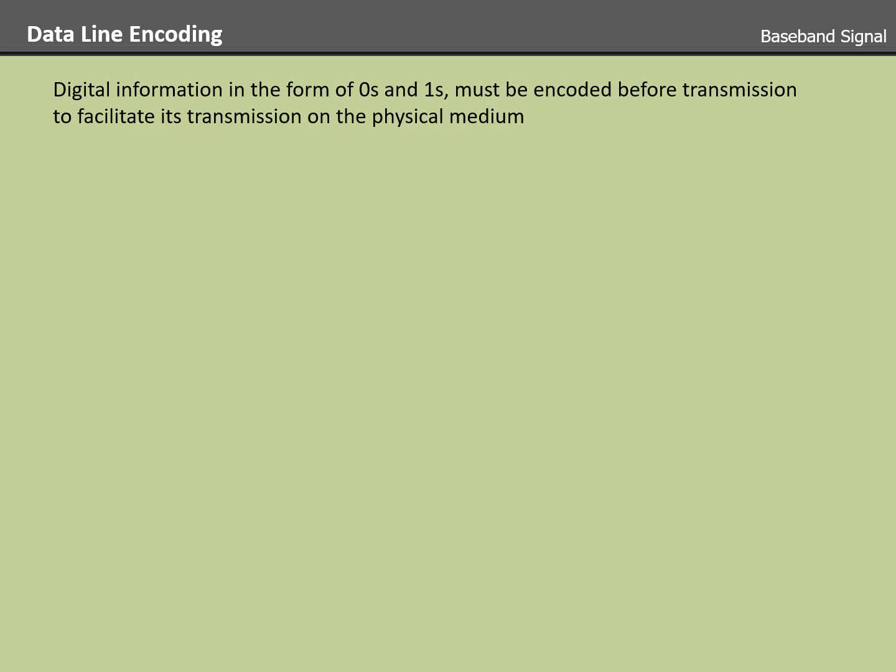A baseband signal must be encoded before transmission on the medium. We will be going through a few basic encoding methods. The first encoding method is called unipolar encoding.